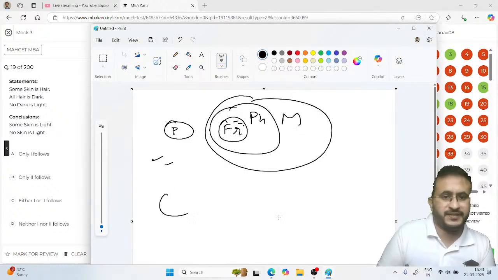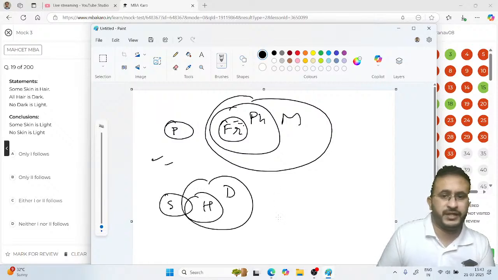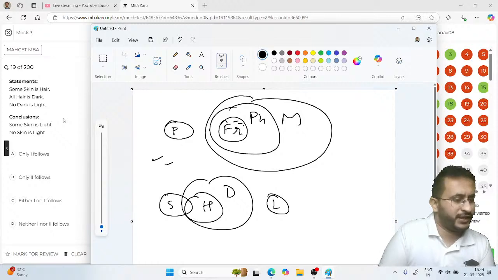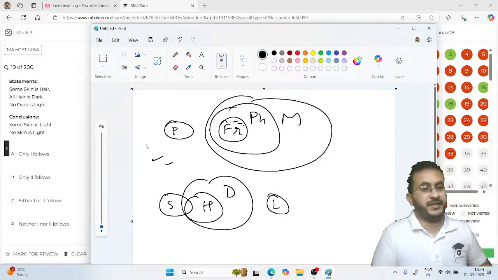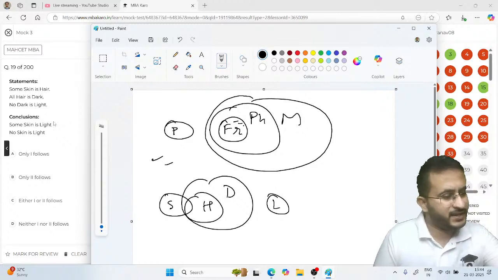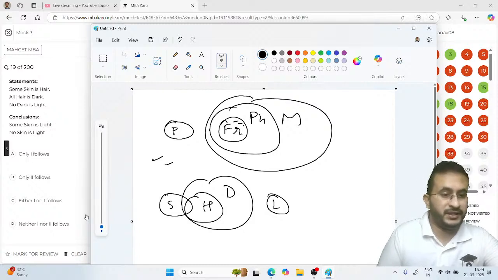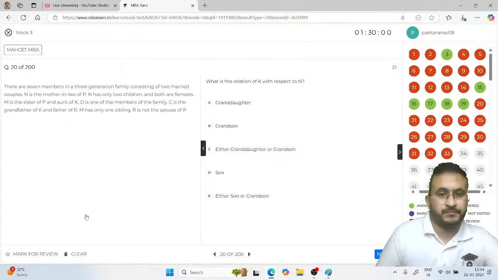Some skin is here. All hair is dark, and no dark is light. So first is some skin is light, which is obviously false. No skin is light. Okay. Now this is an either-or case. Okay. Complementary pair, skin and light, some and no, right? So that will be either one or two false.